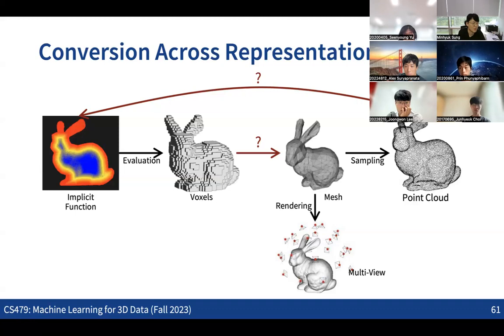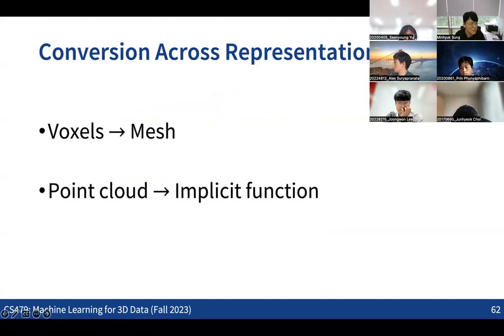If we can make this kind of loop, then we can do any kind of conversion from any representation to the other representation. This is the crucial thing: we can basically change the representation of the 3D data to whatever we want to use. So if we can make these two bridges, from the voxels to the mesh and from the point cloud to the implicit function, then we can convert from any representation to any other representation.